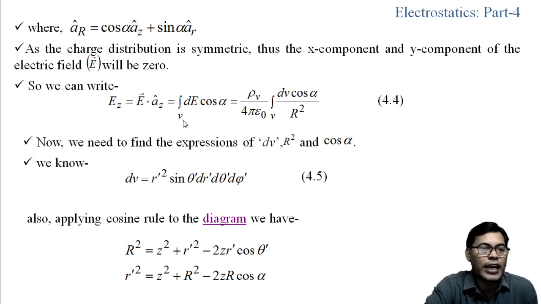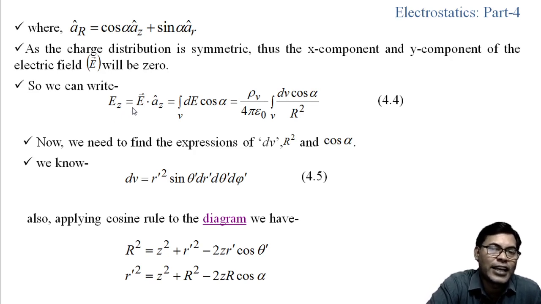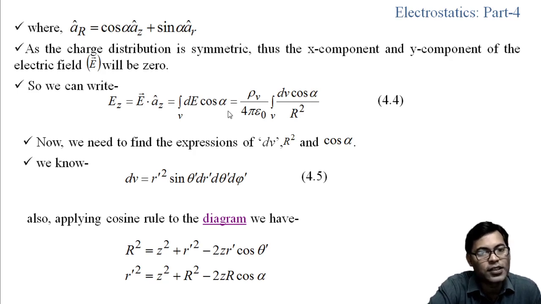So here, that is why we have written Ez equals E, it is a vector, dot Az. That can be written as the volume integral of dE cos alpha, and putting the value of dE, we get rho v by 4 pi epsilon naught, volume integral of dV cos alpha by r square. Now we need to find out the expression of dV, r square and cos alpha.